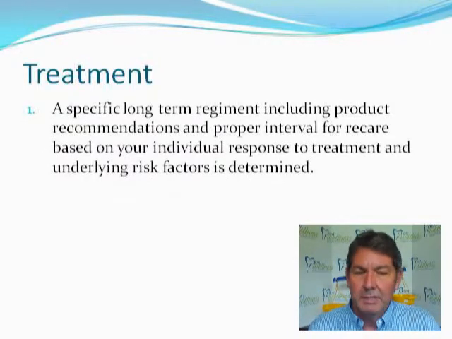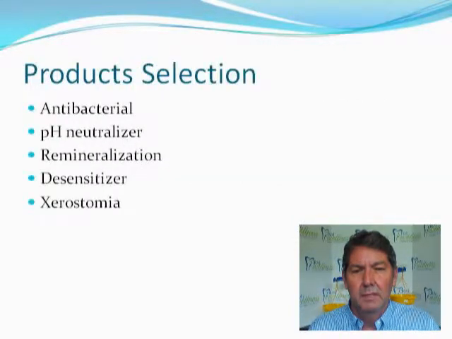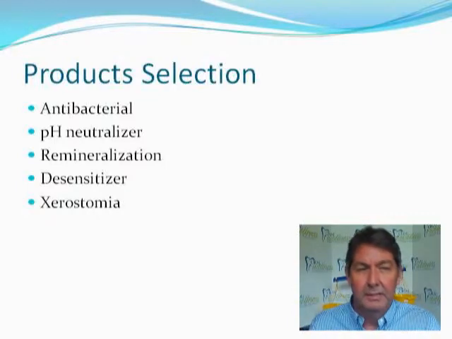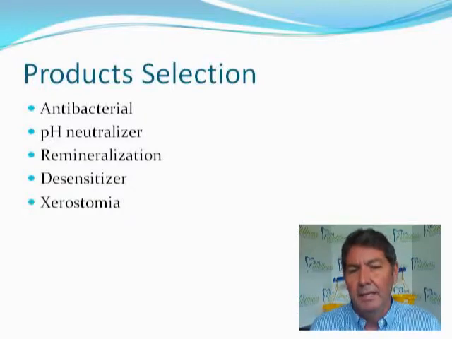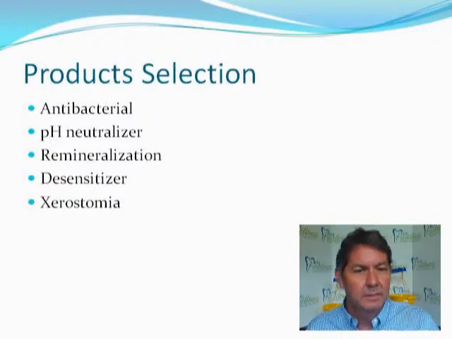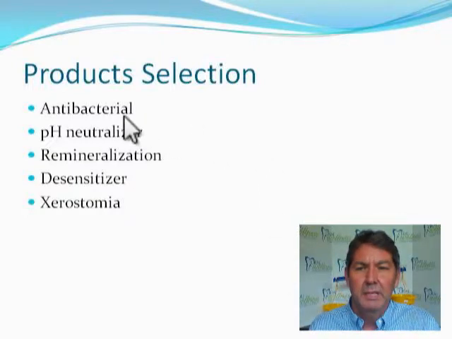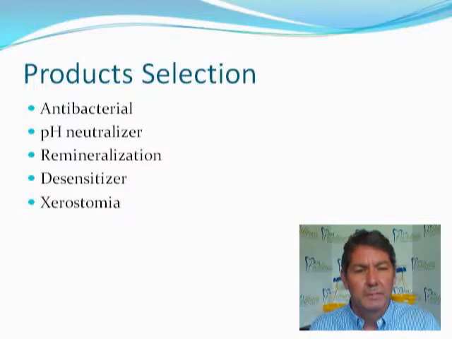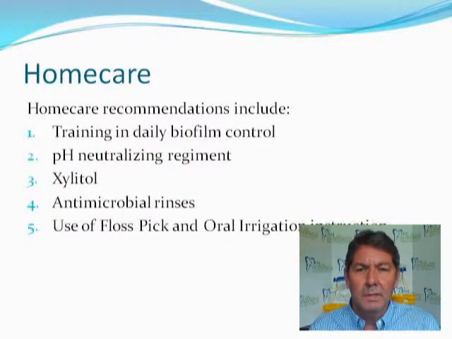So basically the treatment is very straightforward in that it includes product recommendations, and we select a proper interval to support your home care, because really the patient is responsible ultimately for supporting this at home. We will select the products for you to use and determine if you're being successful in supporting things at home. So the product selection can be an antibacterial, pH neutralizer, a remineralization product, a desensitizer, and a product specifically for dry mouth. Home care, like I said, is the most important component of this.